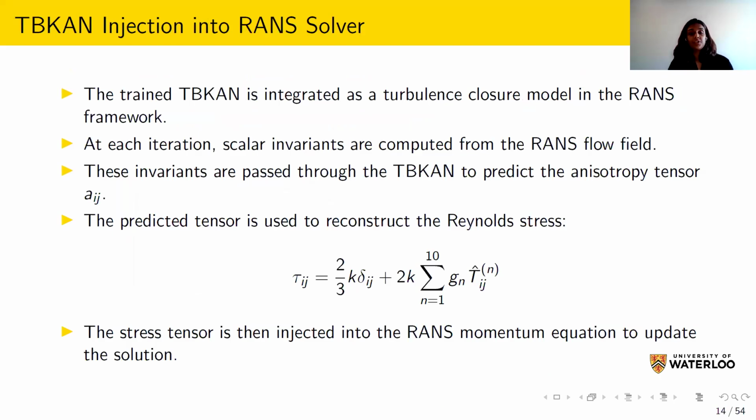So that's the training architecture. Then we have a separate architecture for injection, because we want to inject the Aij values that we get from the training back into the U velocity fields to understand how accurate they are. The trained TBCAN is integrated into the RANS framework. At each iteration, the scalar invariants are computed from the RANS flow field and passed through the TBCAN to predict the anisotropy tensor Aij. Then we reconstruct the Reynolds stress, the tau ij term, and this stress tensor is injected back into the RANS momentum equation.